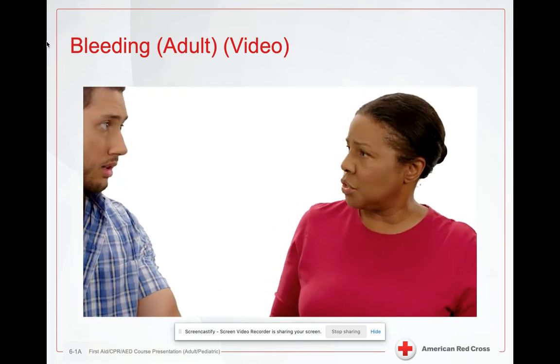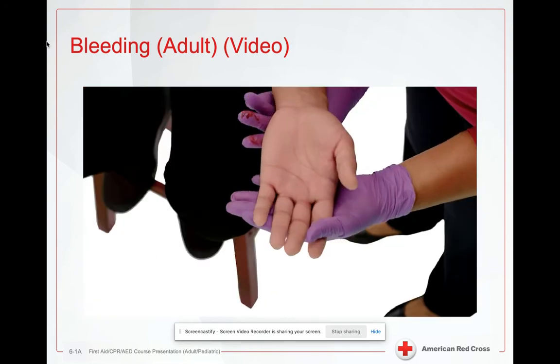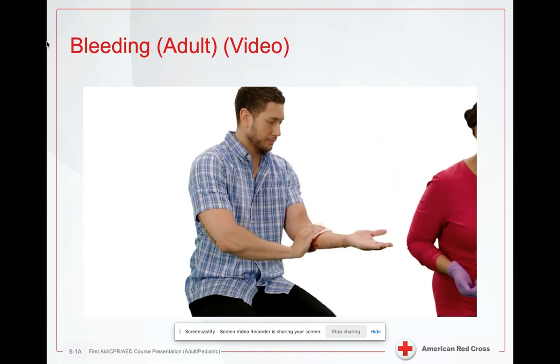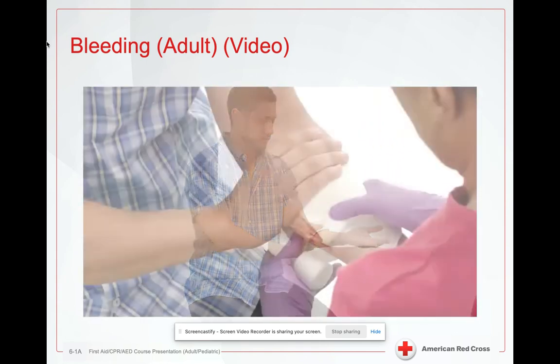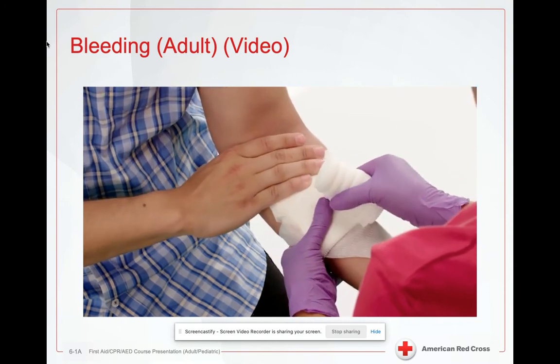Any numbness or tingling of any kind? No. Okay. So I'm just going to get a bandage. I want you to just hold that for a moment, all right? Place the end of the bandage on the dressing at a 45-degree angle.